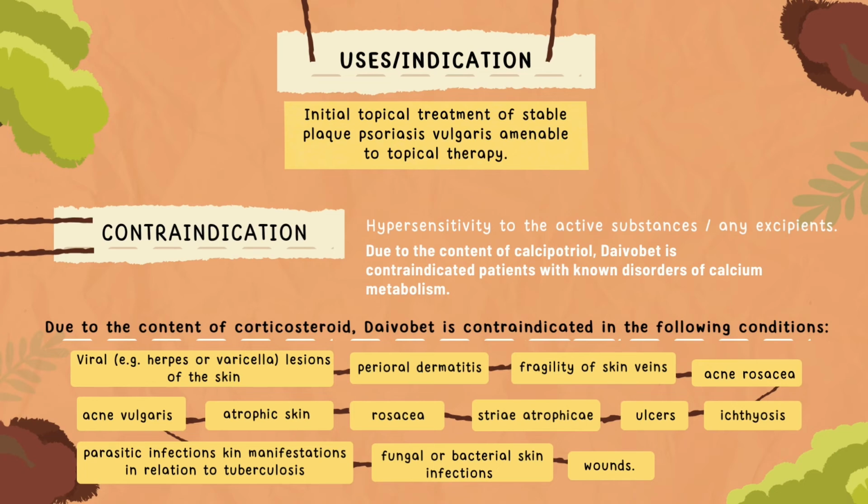Besides, due to the content of corticosteroid, Divobat is contraindicated in the following conditions: viral lesions of the skin, for example, herpes or varicella, fungal or bacterial skin infections, parasitic infections, skin manifestations in relation to tuberculosis, rosacea, perioral dermatitis, acne vulgaris, atrophic skin, striae atrophicae, fragility of skin veins, ichthyosis, acne rosacea, ulcers and wounds. Divobat is also contraindicated in erythrodermic, exfoliative and pustular psoriasis.